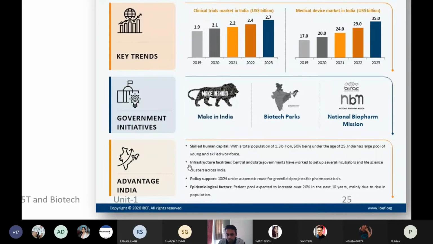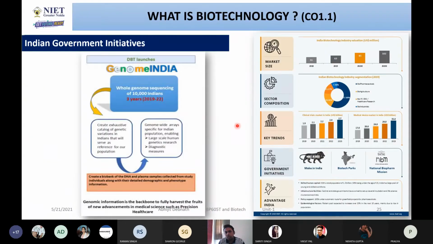We have infrastructure facilities, and our policies allow 100% automatic route for greenfield projects. Basically, it is trying to attract FDI, foreign direct investment. An individual factor is also there. The patent pool is expected to increase by over 20%. So these are key figures and highlights about India's present scenario and the Indian government's initiatives.